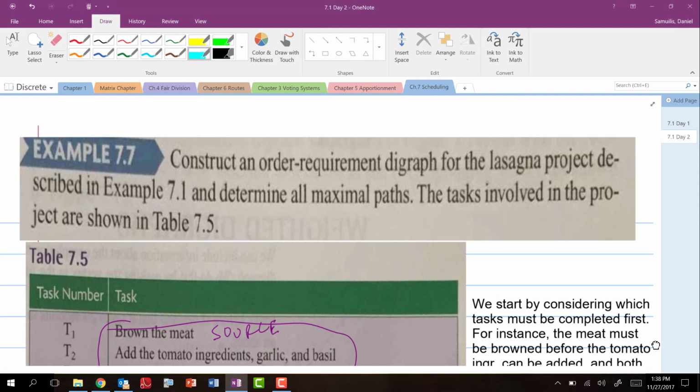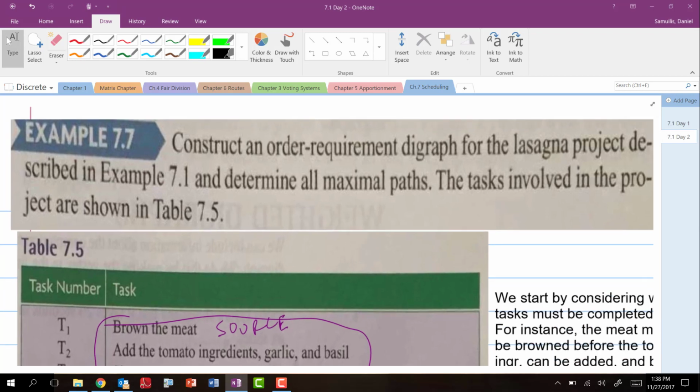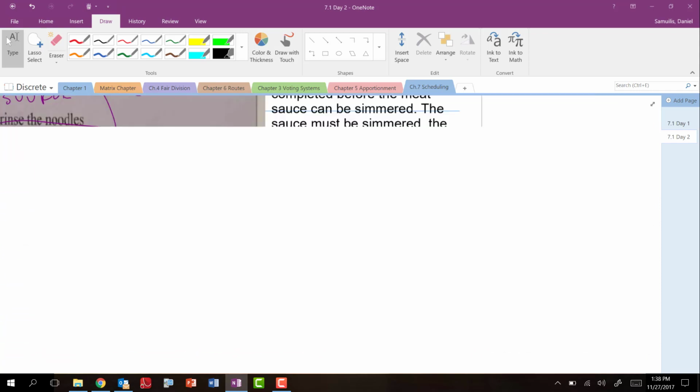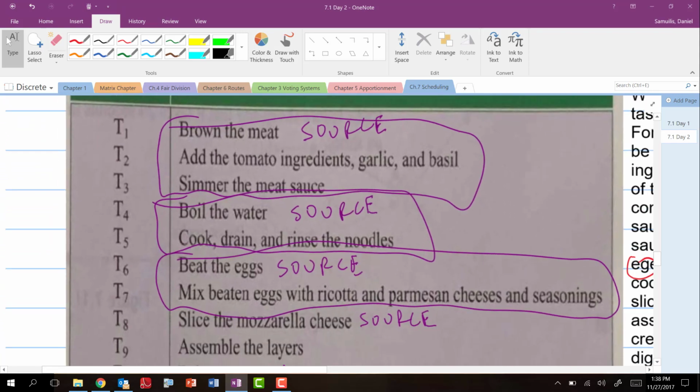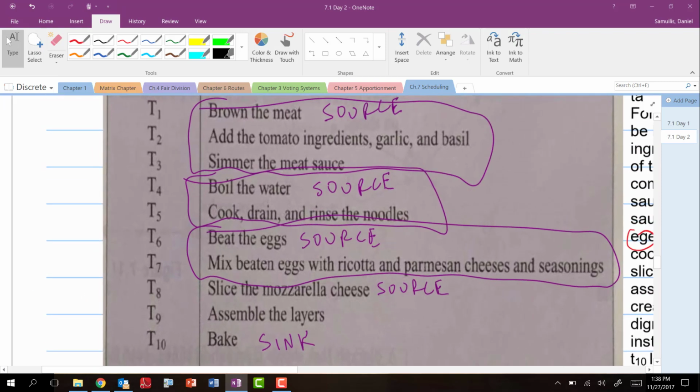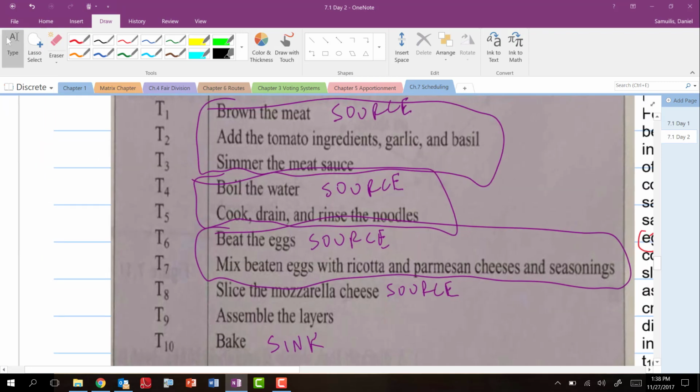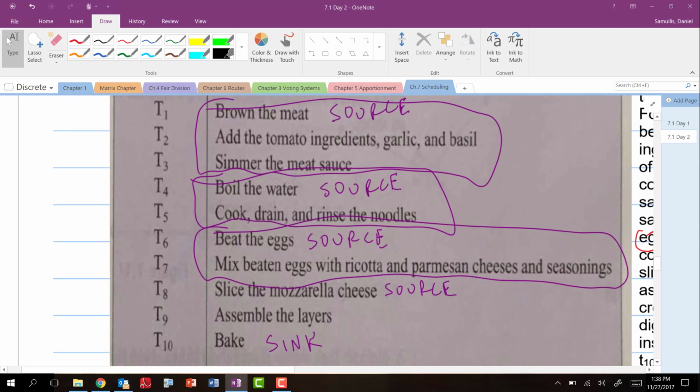Construct an order requirement diagram for the lasagna project. And I already gave you too much here. Determine all maximal paths. We're going to add to this. We're actually going to find out what the optimal time is, the critical time. Okay, now I did this for the students last year, so I just left it. Plus, I can't erase it because I don't have that old program. But you look at this, and go ahead and write this down if you want. You probably should. All right, because this really emulates a very similar question that you're going to see on Friday on your test.